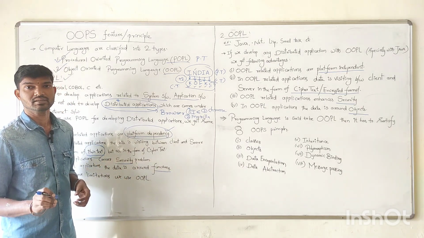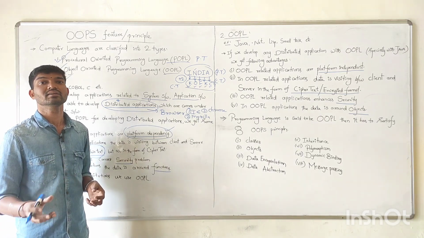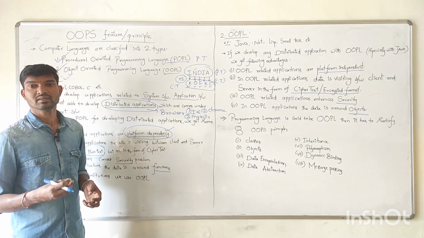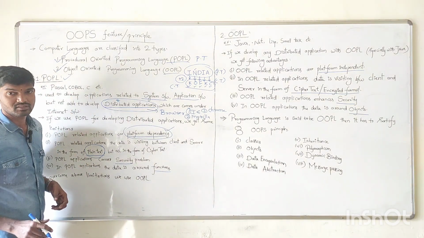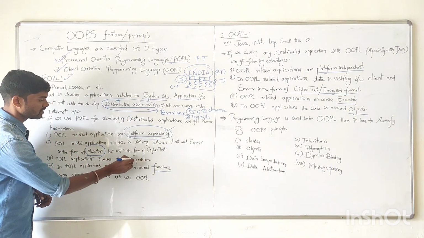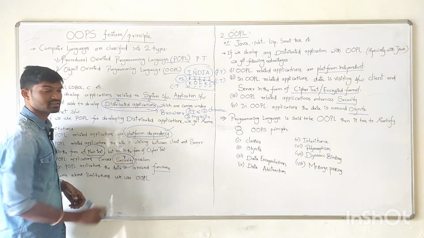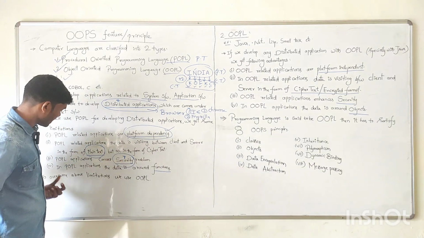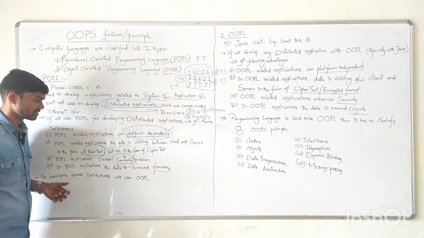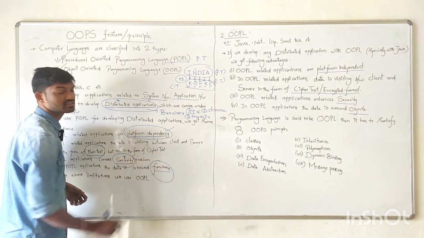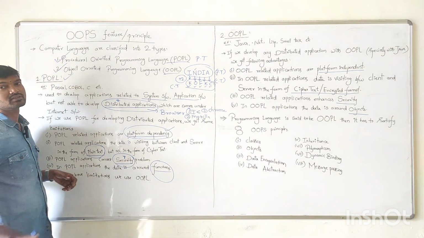If the data travels between client and server in the form of plain text, hackers will easily know what the data is. That is the main drawback of procedural-oriented programming language. When hackers know the plain text, security problems automatically arise. And the last one is that in procedural-oriented programming language applications, the data is in the form of functions only. So these are the four limitations of procedural-oriented programming language.